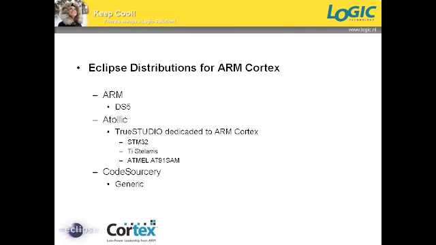We provide commercial open source Eclipse distributions dedicated to Cortex with guaranteed support. An example is the ARM DS5 product. It makes it easy to develop Linux systems on Cortex-A based platforms. Whereas at Atollic, TrueStudio is entirely focused on Cortex-M.